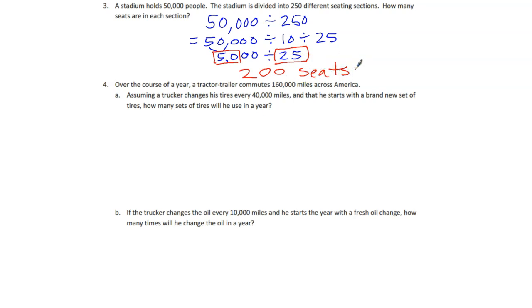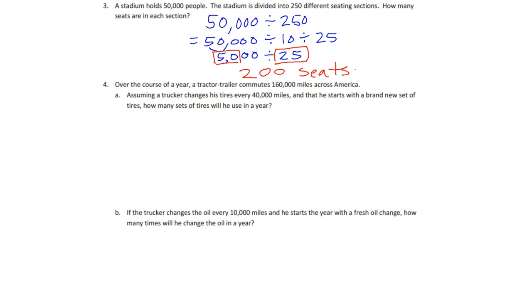Alright, looking at number 4. This is a two-part problem. This is what we're going to wrap up. It says, over the course of a year, a tractor trailer commutes 10,000 miles, or 160,000 miles across America. A, assuming the trucker changes his tires every 40,000 miles, and that he starts with a brand new set of tires, how many sets of tires will he use in a year?